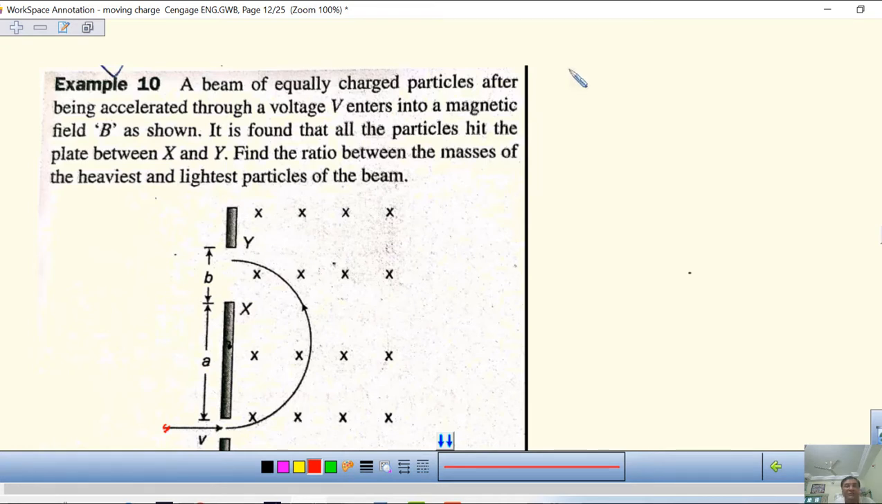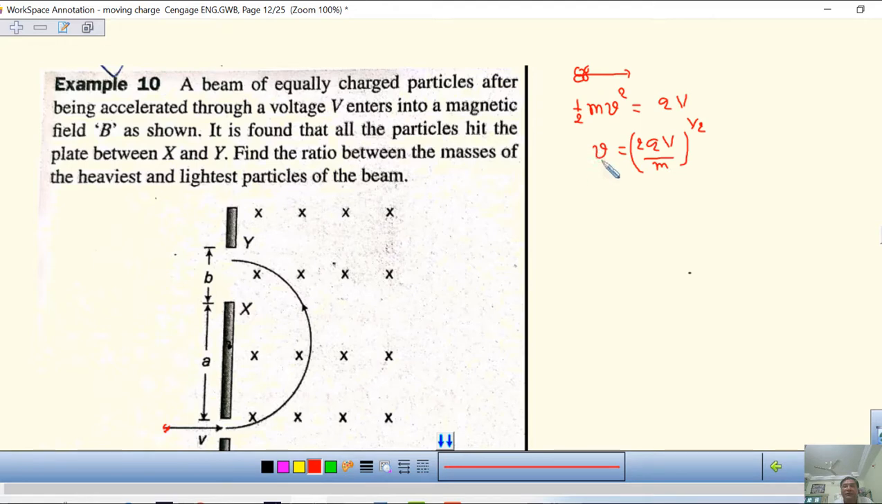Very good problem. I think we did this problem in the Gujarati medium also. So many particles come, this mixing actually, and they are accelerated. So we know that kinetic energy half mv square is equal to qV. So velocity is given by root of 2qV upon m. Okay. So depending on the mass, there is a different velocity.